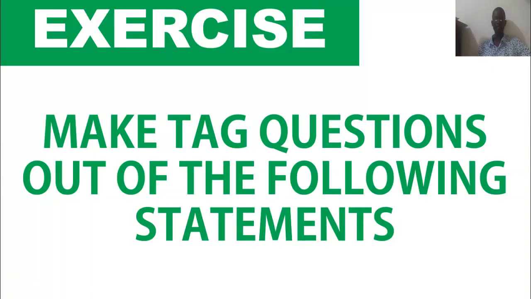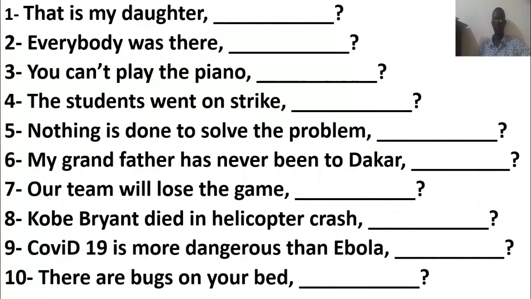Exercise. Make tag questions out of the following statements. This is my daughter. Donc, appuyez sur le bouton pause. Faites l'exercice. OK? Et continuez la leçon. Okay, that is my daughter. Everybody was there. You can't play the piano. The student went on strike. Nothing is done to stop the problem. My grandfather has never been to Dakar. Our team will lose the game. Kobe Bryant died in a helicopter crash. COVID-19 is more dangerous than Ebola. There are bugs on your bed.